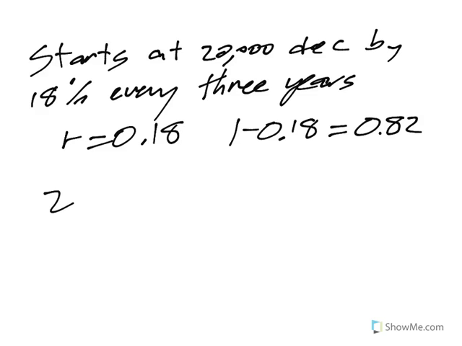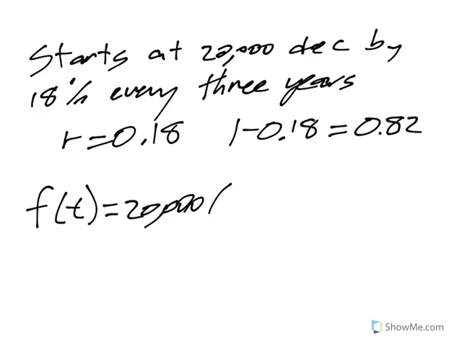And so this thing that starts at 20,000, let's give it a function name. This thing that starts at 20,000 and decreases by 18% every 3 years. And let's do one more thing with this one, because it's great to know what it does every 3 years, and it's a nice clean number, 0.82. It's not too bad. That's an exact 0.82.